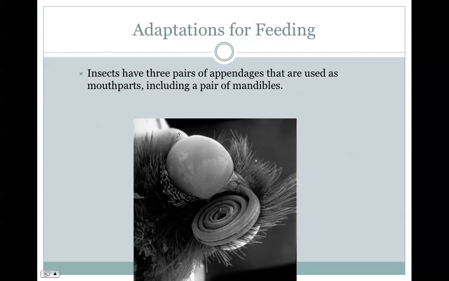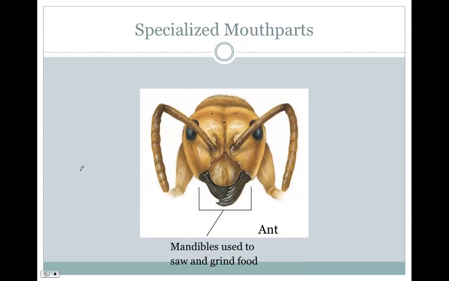So how do they feed? Well, they've adapted these pairs of appendages, and they use them as mouth parts. So you can see this up close picture of the mouth parts here. This coil right here, those are the mouth parts. And so here's the eye. And so we'll talk about each one of these appendages. These mouth parts are specialized for feeding. So specialized mouth parts.